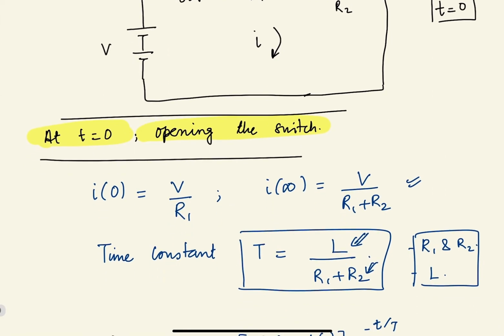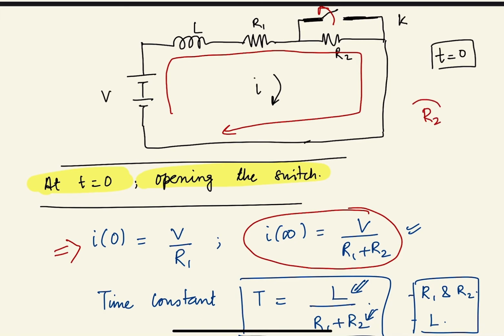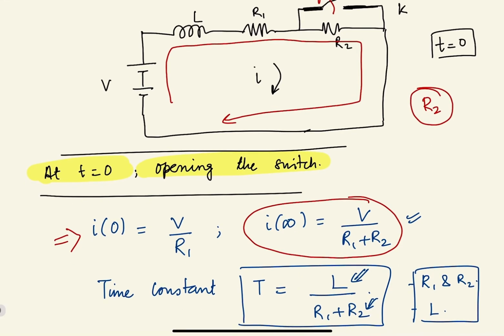In that case, what is the value of the initial current I0? It is V divided by R1. And what about the value I infinity? This is V divided by R1 plus R2, because when you open the switch at t equal to 0, what are you basically changing? The current in the circuit will follow this path now. So this resistor R2 is now coming into the circuit. So I infinity is the current after switching.